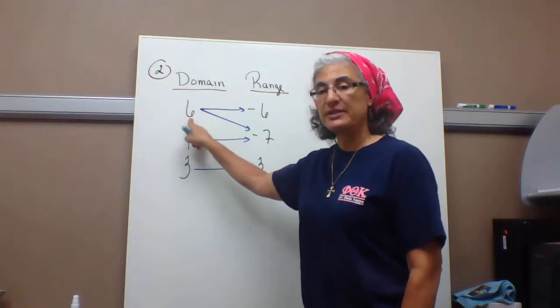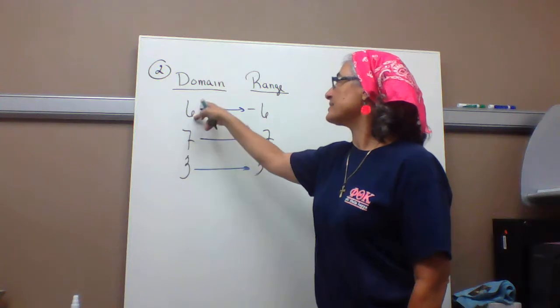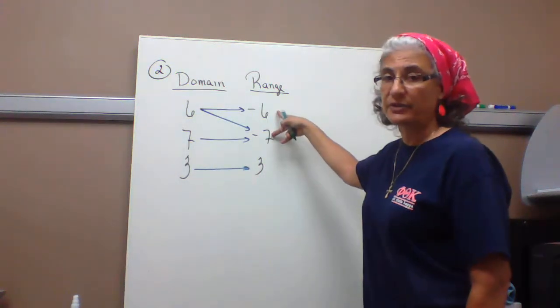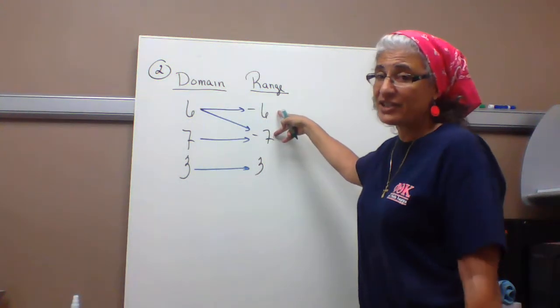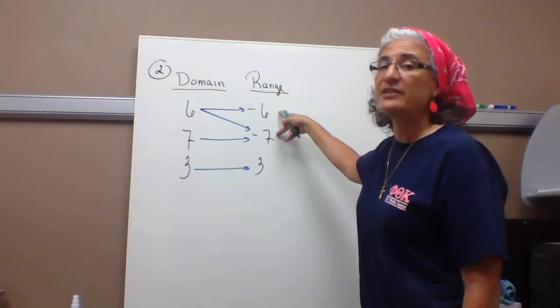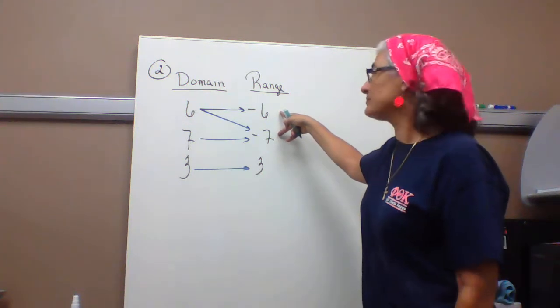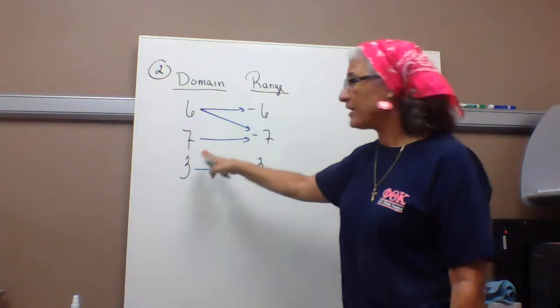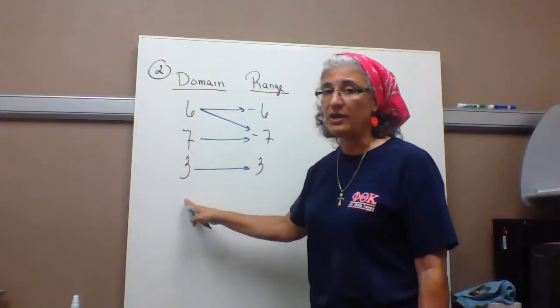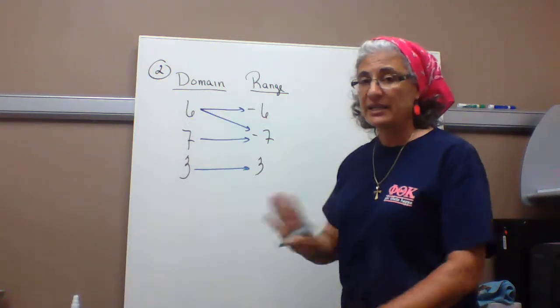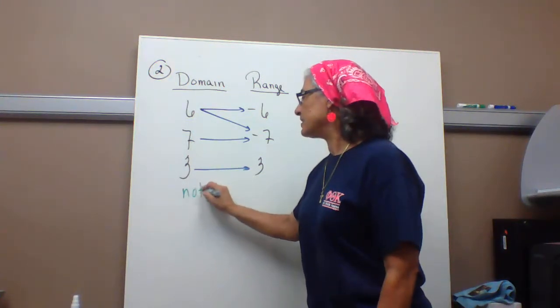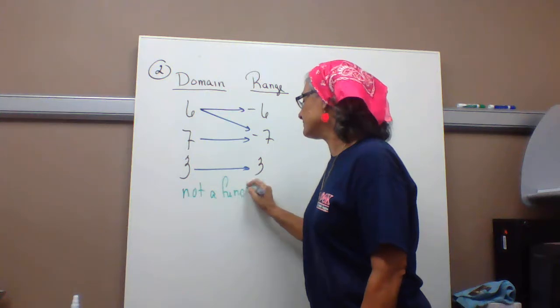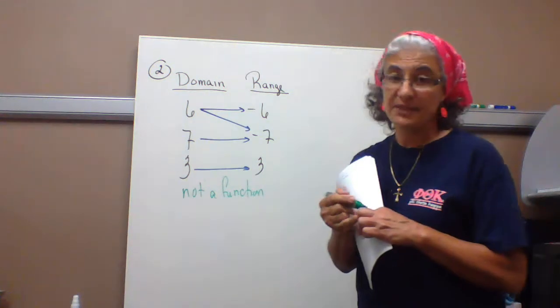So, my first input is 6. If I take a look, 6 goes to 2 different numbers. The definition says it's only supposed to go to one number if it's supposed to be a function. So, right off the bat, you can tell this is not a function. I don't have to check the other 2 at all, because if one of them fails, it's done. So this one is not a function. Done.